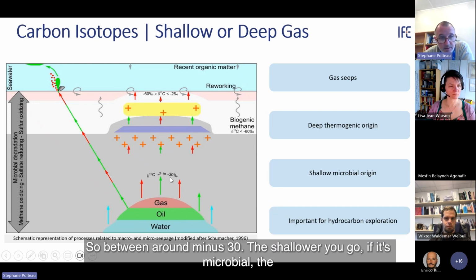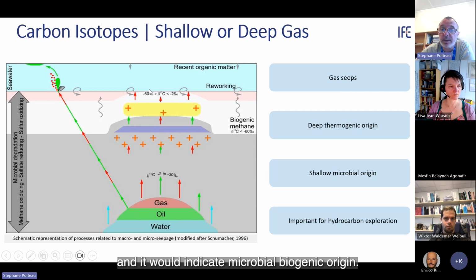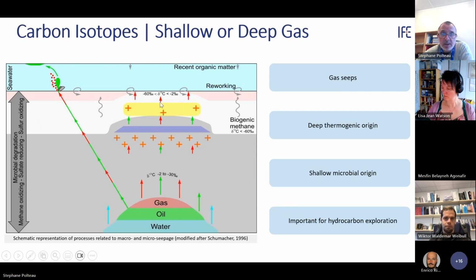So between around -30. The shallower you go, if it's microbial, the carbon isotopic composition of the methane would become even more negative, so lighter, and it would indicate microbial biogenic origin.